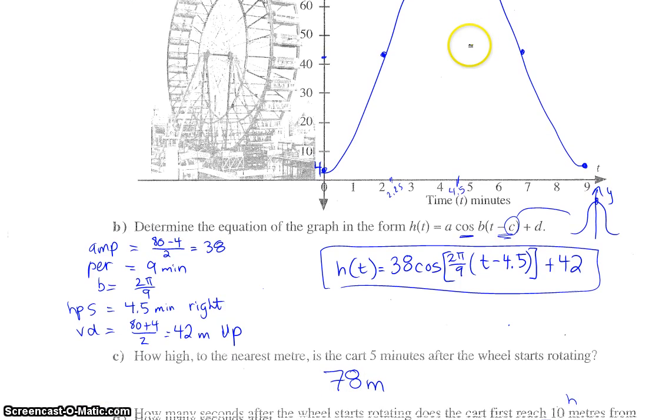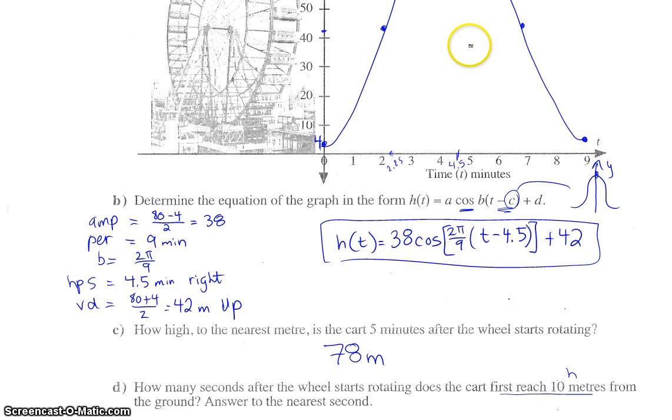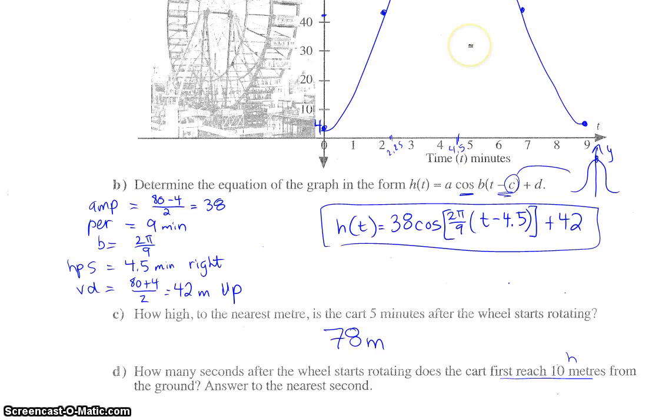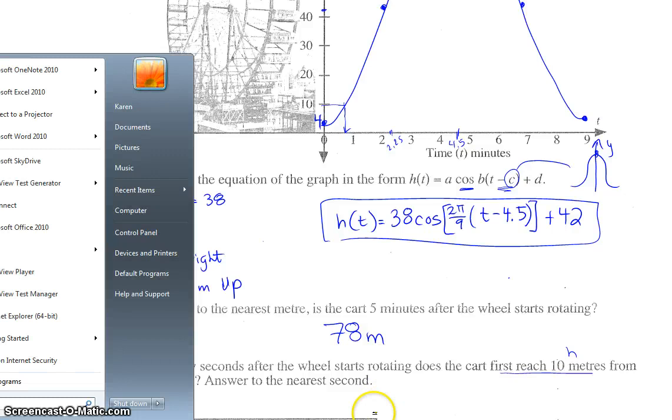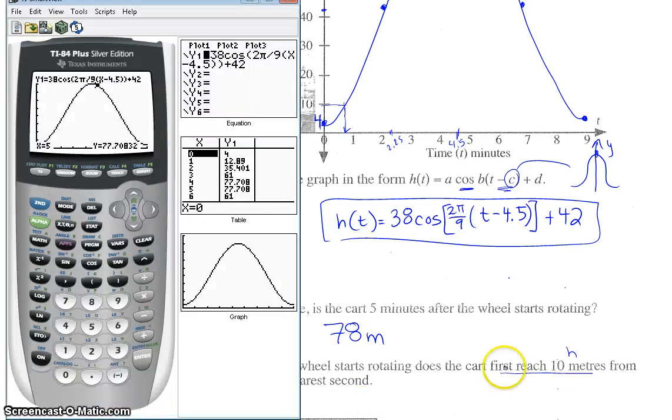All right, so now last question. How many seconds after the wheel starts rotating does the cart first reach 10 meters? So kind of looking at our graph here, 10 meters is about in here. We would expect to be getting a value just a little less than 1 from this question. Let's bring up the calculator. Okay, we are therefore going to be putting 10 in y2 because they're giving us really the y value or the h value. So 10 in y2. Okay, so there's the graph. There's where it would first be reaching a height of 10 meters. So we want to find that intersection.